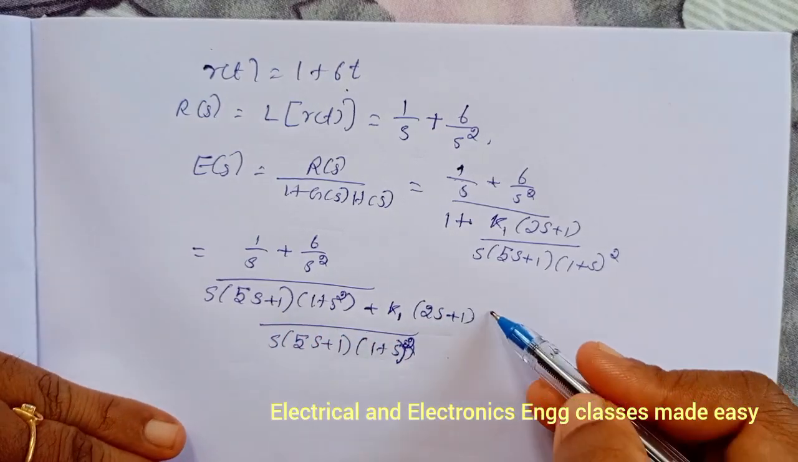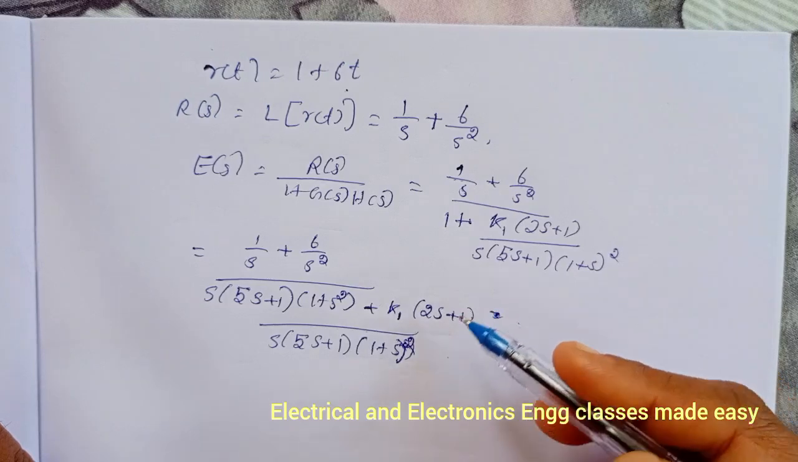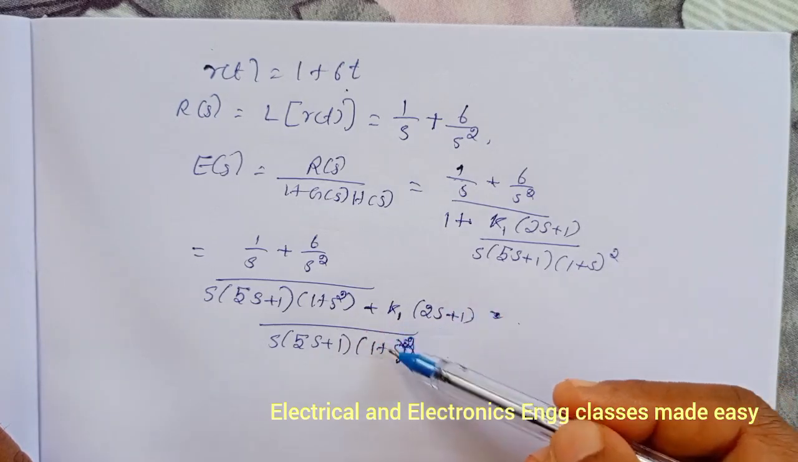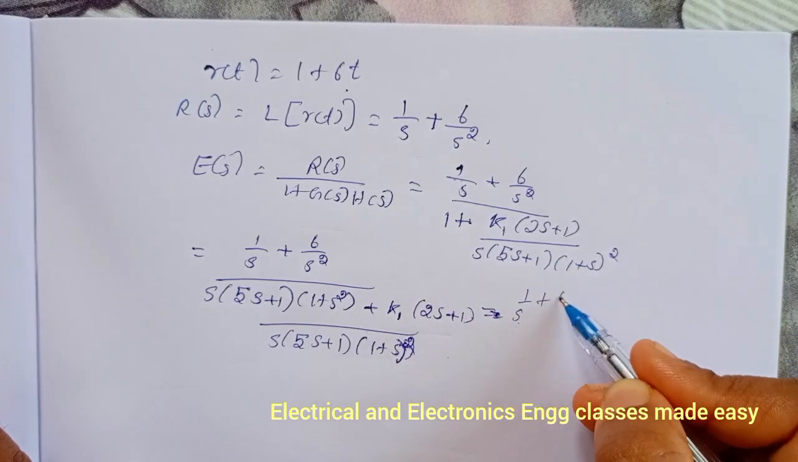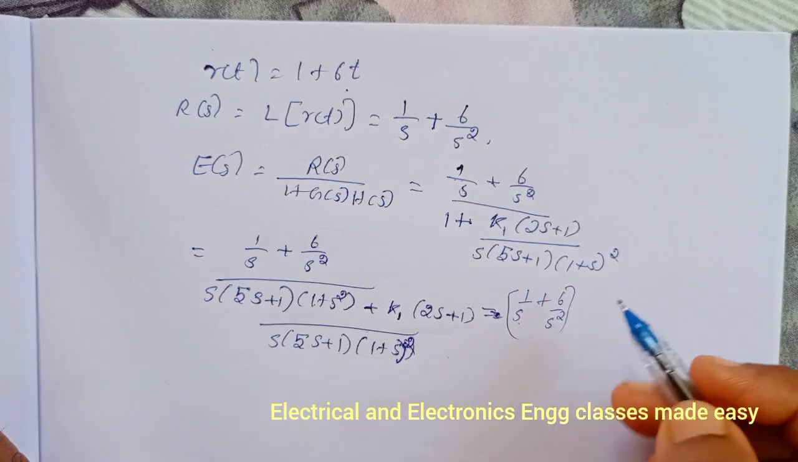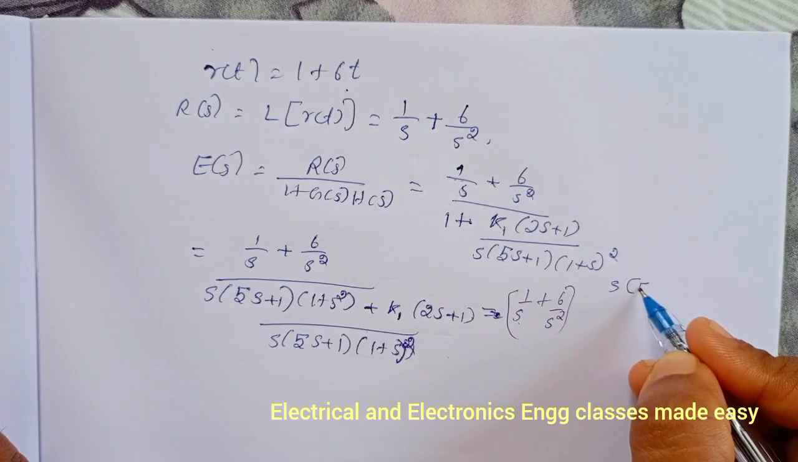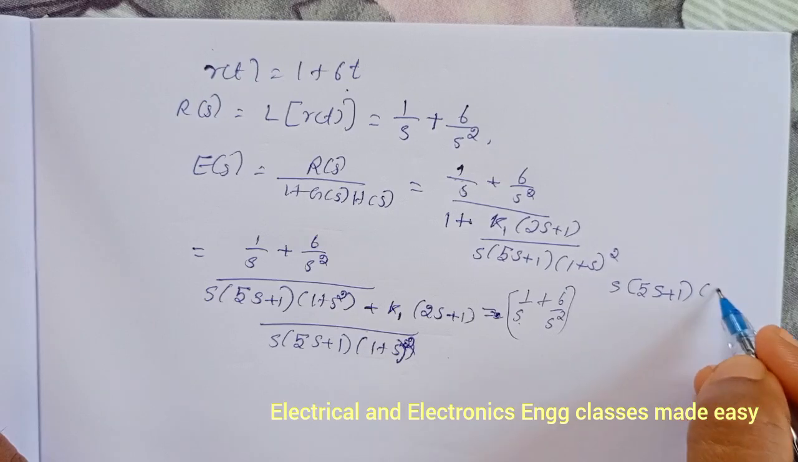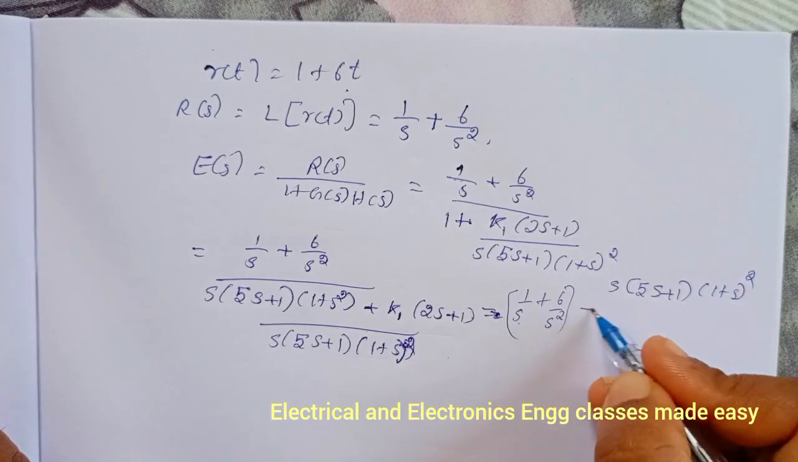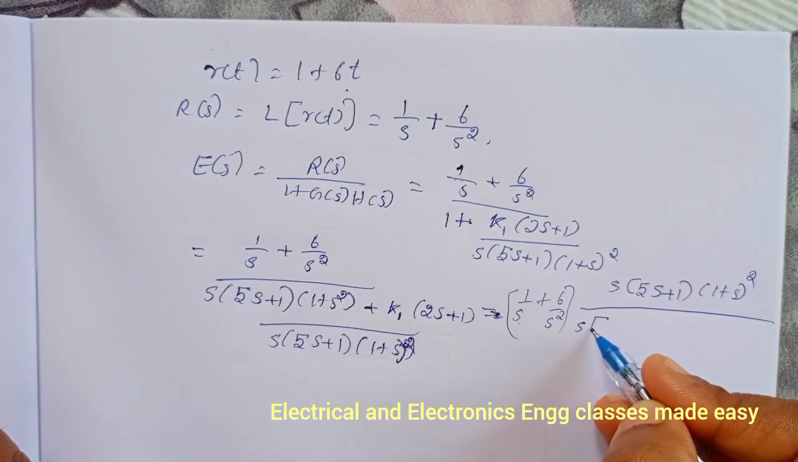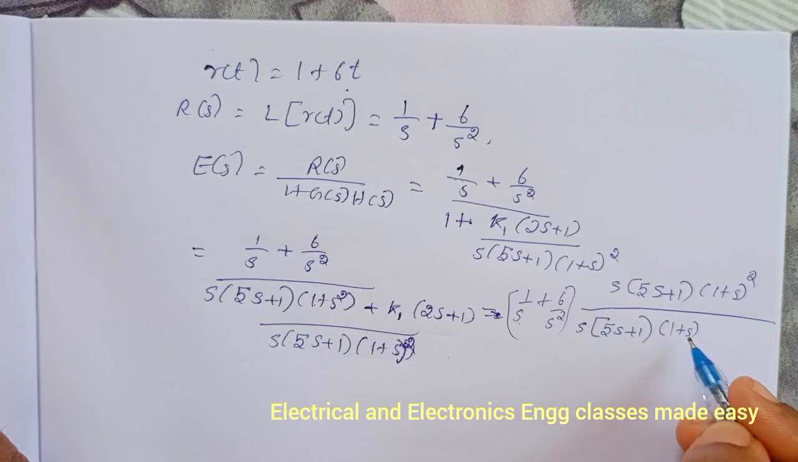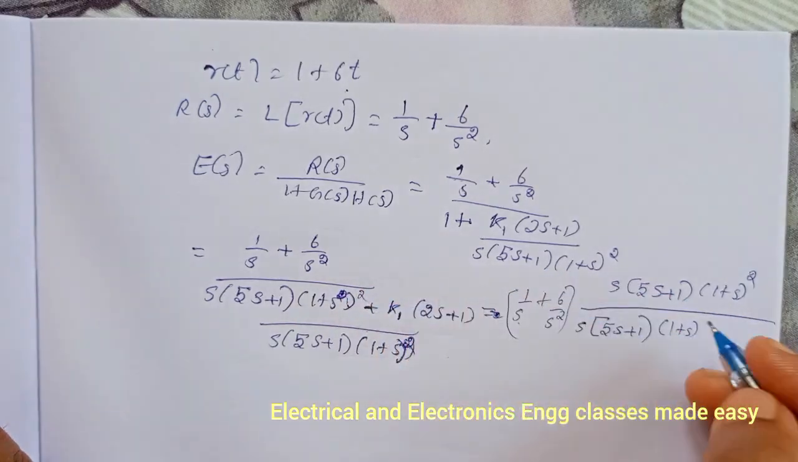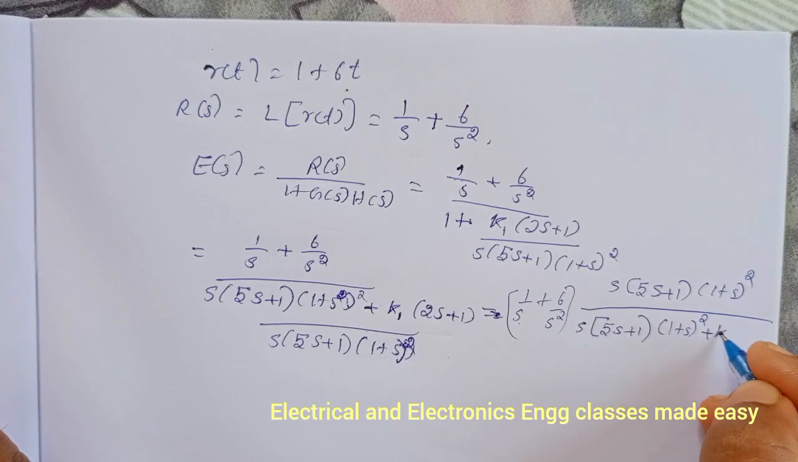And that is equal to (1 by s + 6 by s squared) divided by [s into (5s + 1) into (1 + s) squared + K1 into (2s + 1)] divided by s into (5s + 1) into (1 + s) squared. So here we can multiply with the reciprocal, and that is equal to (1 by s + 6 by s squared) into s into (5s + 1) into (1 + s) the whole squared divided by [s into (5s + 1) into (1 + s) squared + K1 (2s + 1)].